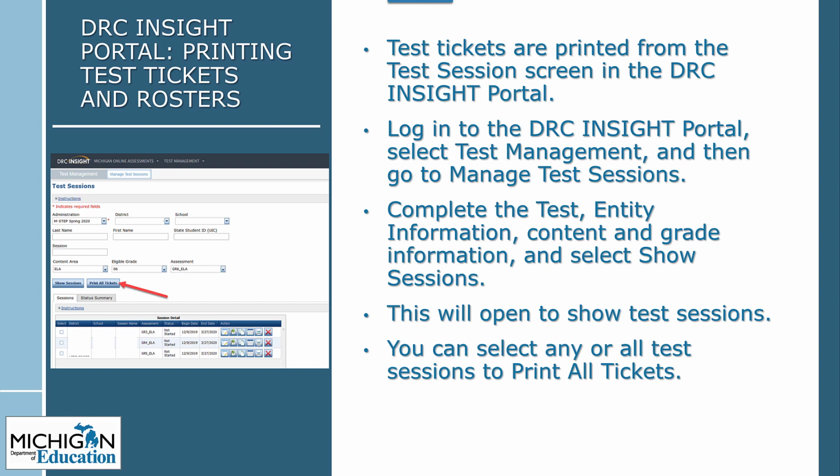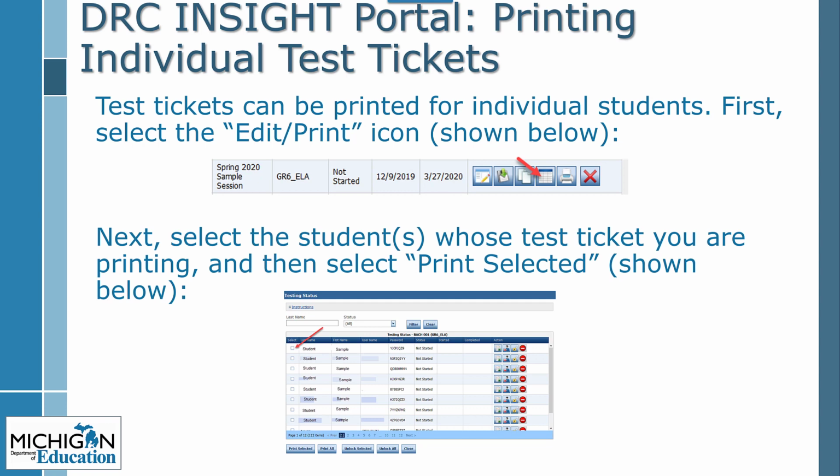This will bring back all of the test sessions according to your filtered results. You can select Test Session, Test Tickets to Print, or you can select Print All Tickets to print all of the test tickets for the filtered results shown. Test tickets can also be printed individually.